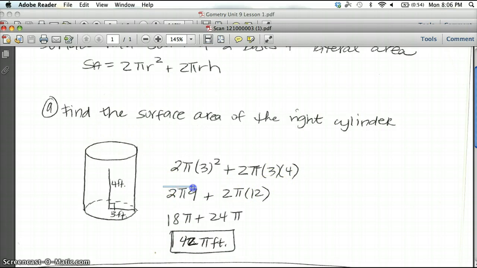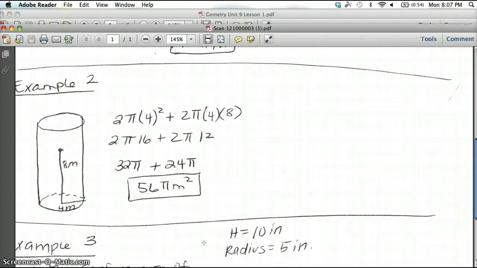Now I'm going to multiply like terms here. So 9 times 2 is 18 pi, and then 12 times 2 is 24 pi. So we're going to add like terms. 24 plus 18 is 42, and we're just going to leave the pi. So 42 pi feet. Let's look at example 2.